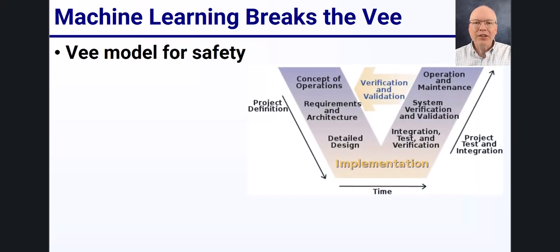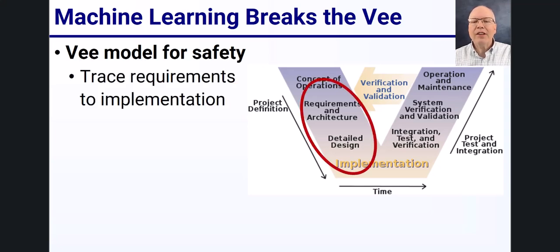An important consideration when using machine learning in embodied AI is that machine learning breaks the V model. So let's go into some detail on that. The V model is a process model that's baked into a typical safety standard, saying that the way you develop systems is you start with a concept of operations, and then you break that down into requirements and architecture, detailed design, implementation, and so on.